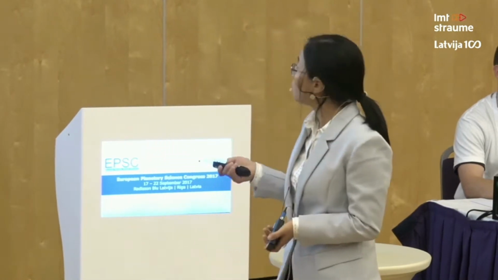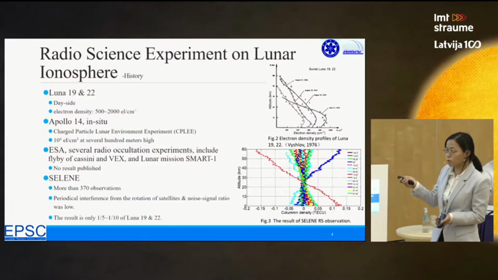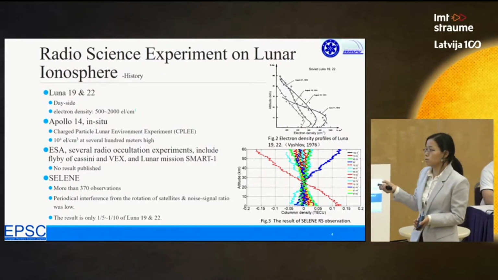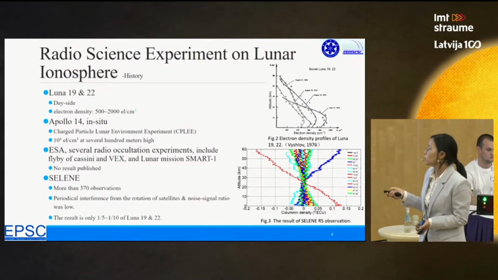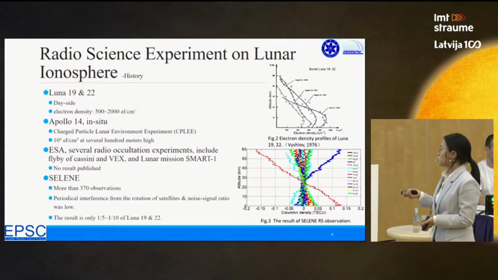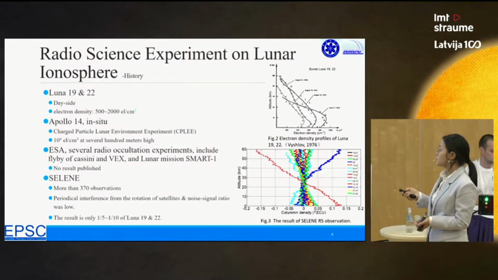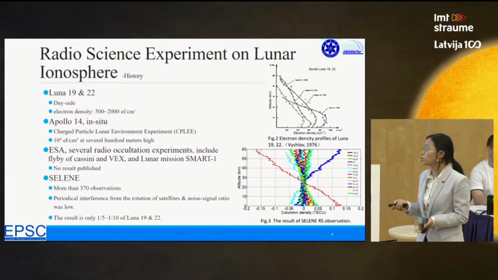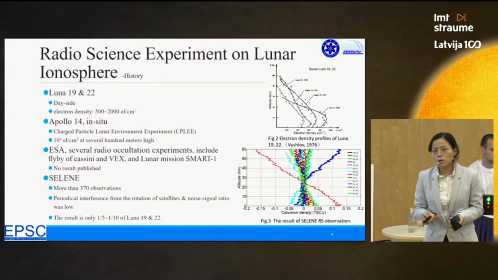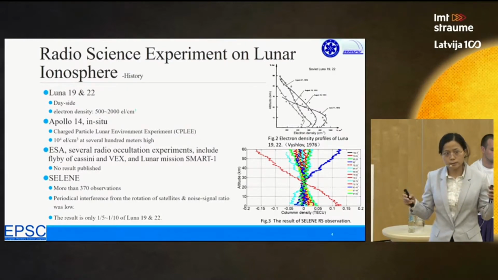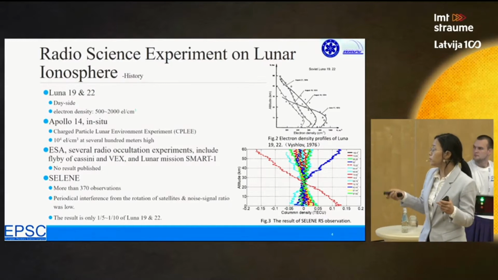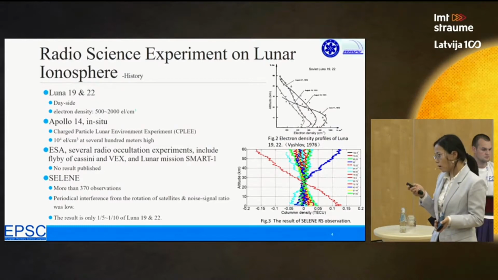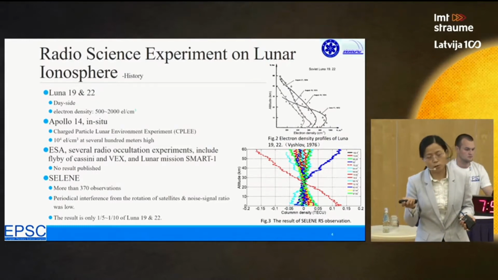They get this density profile here, but the variation between profiles is so large, and people analyzed that and found there is periodical interference from the rotation of the satellite, and also interference between spacecraft, and the signal-to-noise ratio was low, so in the end they only give 1 electron density profile.